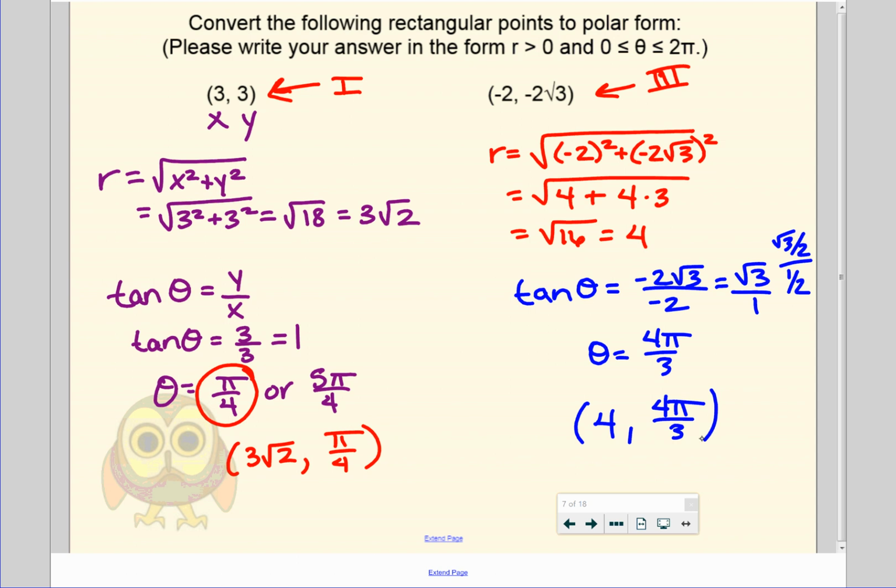Okay. Yeah. How do you know that the square root of 16 is 4? Because in the instructions, we want r greater than 0. It could be plus or minus, and we could list it another way, but for these, you're always just going to get the positive r. Okay? Any questions? Okay, so that's the other way to convert points.